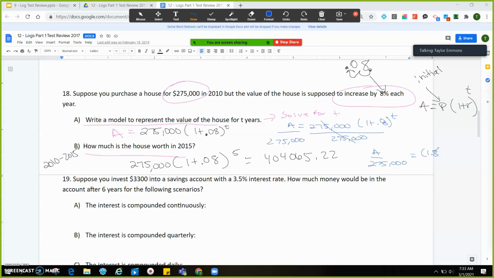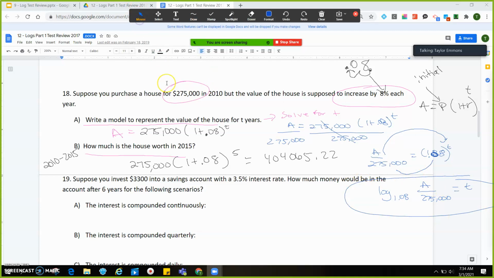This can be combined: 1.08 raised to the t power. Now in order to get t by itself, we're going to use the circle of life. We start from our base of 1.08 and then finish at our exponent. So we get log of base 1.08 of A divided by 275,000, and that's going to equal t.